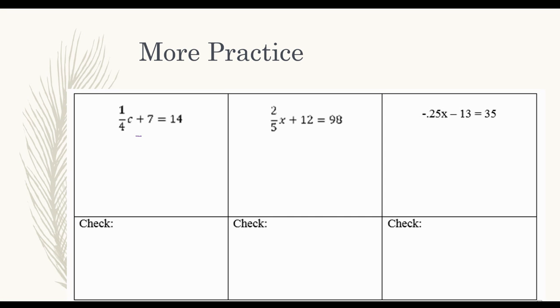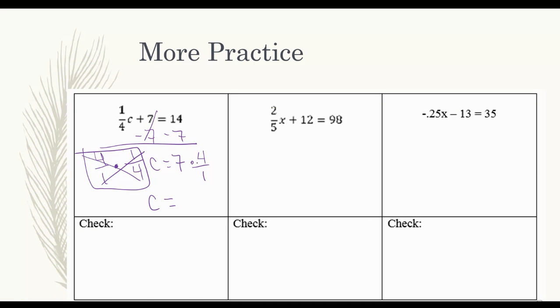All right, so we're going to go over them. We're going to subtract our 7 because that is our plain number here. I have 1/4 c equaling 7. And we talked in our last lesson that when you have a fraction, you have two different options. One of your options is to multiply by the reciprocal, so I could multiply both sides by the reciprocal of 1/4, which is just 4/1. Doing that, this whole thing here cancels out, and I'm just left with c. And then 7 times 4/1 gives you 28.